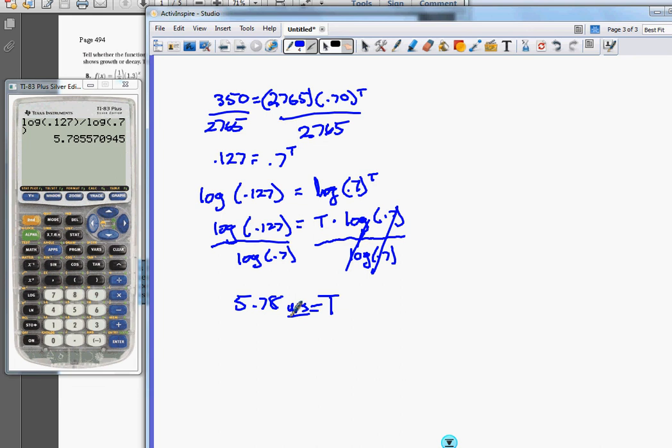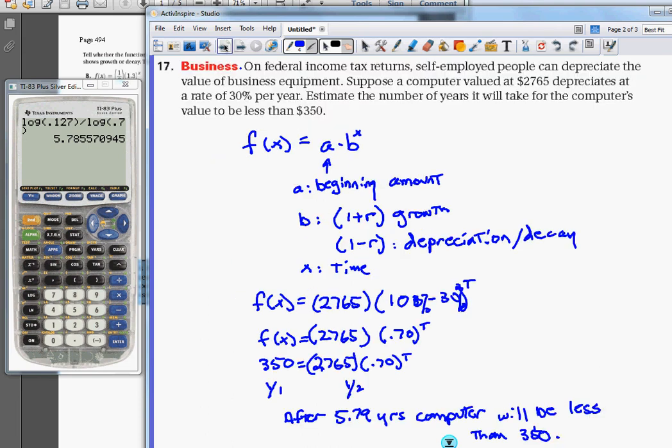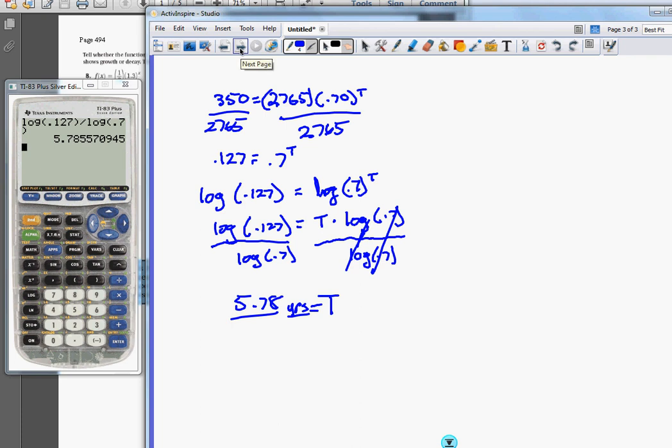And you can see by the fact that we rounded that our answer is slightly different, but not a whole lot. If you look at this and the previous page, 5.79, 5.78, pretty dang close.